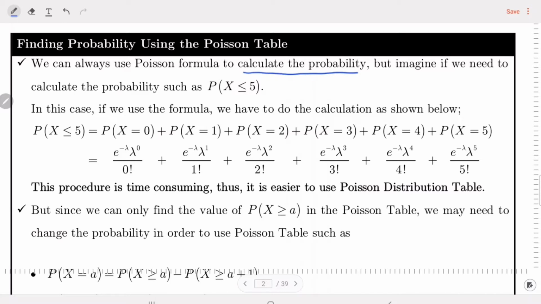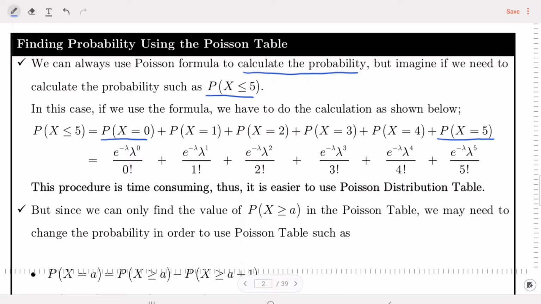Remember that we can always use the Poisson formula to calculate the probability. But imagine if we need to calculate the probability such as P(X ≤ 5). In this case, if we use the formula, we need to do the calculation as shown below. We need to add up from P(X = 0) until P(X = 5) to find the answer. This procedure is time-consuming, thus it is easier to use the Poisson distribution table.